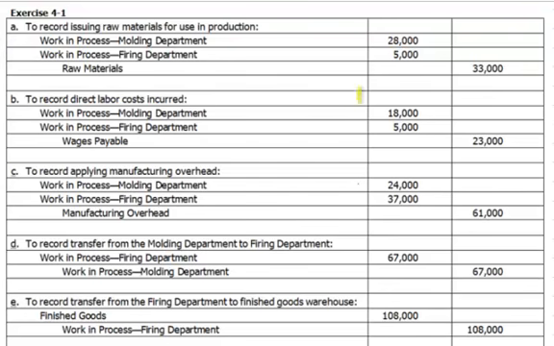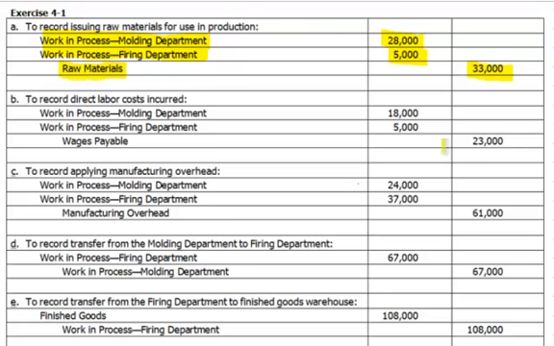When raw materials leave the storeroom, we credit raw materials. We'll credit the raw materials for the full amount of $33,000. That'll be divided up between two departments: the molding department, which received $28,000 of raw materials, and the firing department, which received $5,000 of raw materials. You will debit work in process when the work becomes in process. You will credit the raw materials when the raw materials leave the storeroom.